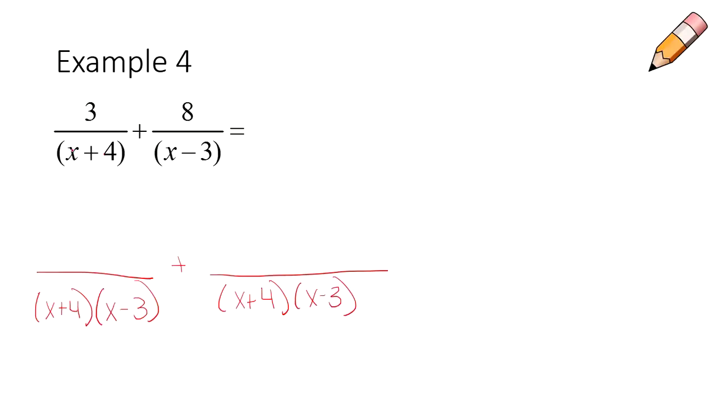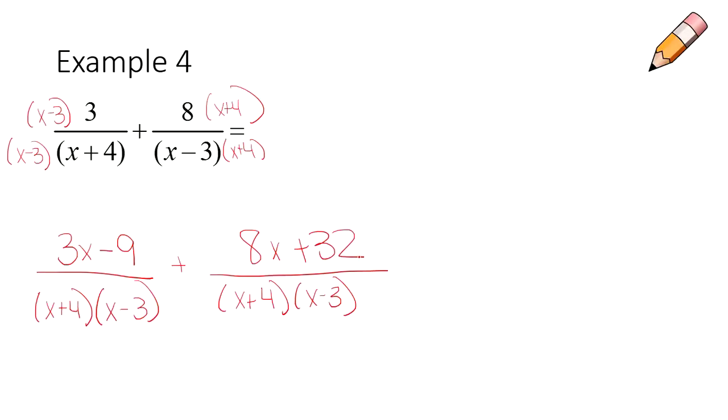So who are we missing here? Notice I had an x plus 4 originally. I am now x plus 4 times x minus 3. Notice, guys, an x minus 3 is missing from the original, right? So let's multiply the top and the bottom by that. So I'd have 3x minus 9. Missing an x plus 4 over here, so let's multiply by an x plus 4. So this would be an 8x plus 32, right?